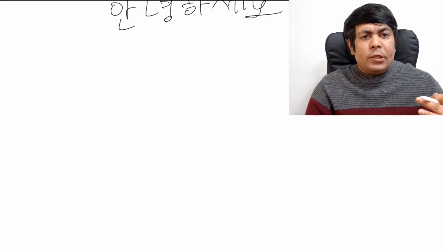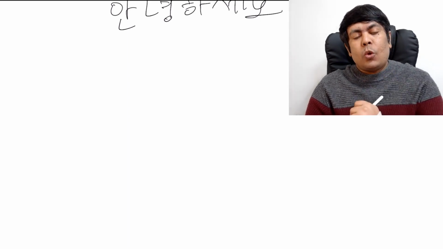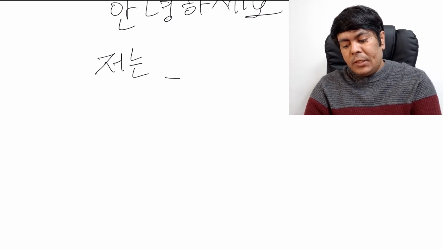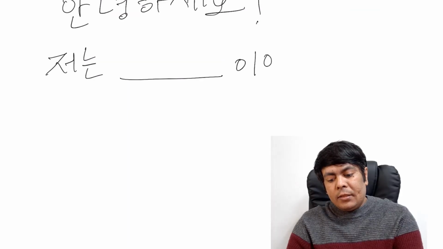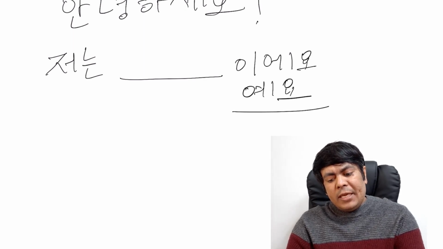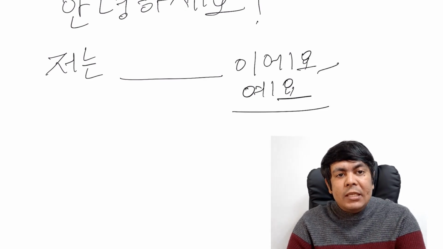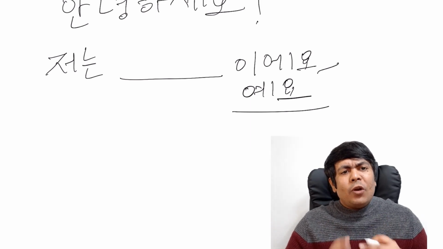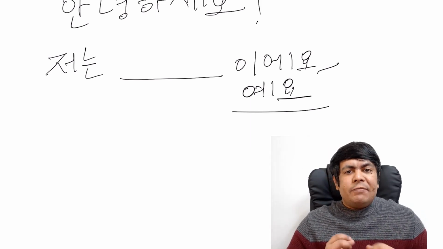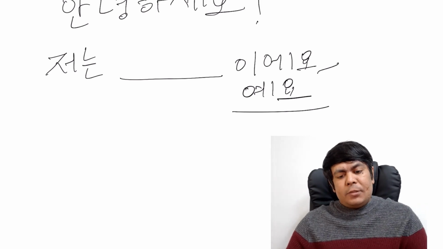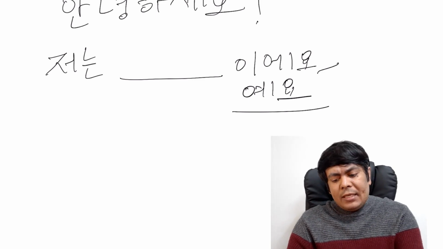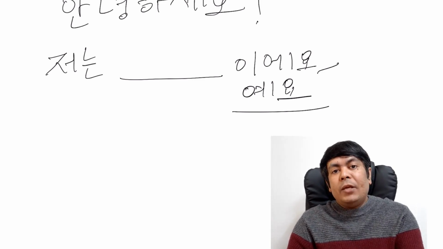Then you will tell your name. There are many ways to tell your name in Korean, but there are two most common ways. The first one is 저는, your name, and 이에요 or 예요. Its pronunciation is the same, yeyo. In spoken Korean, you won't be able to differentiate. When people say it very fast, you won't feel the difference. But if you know Hangul, you can see the difference.